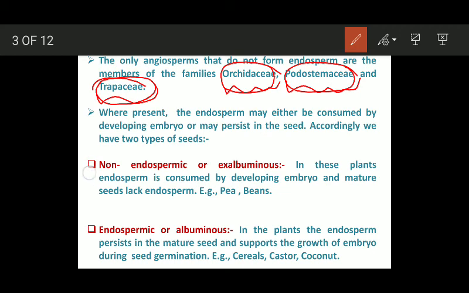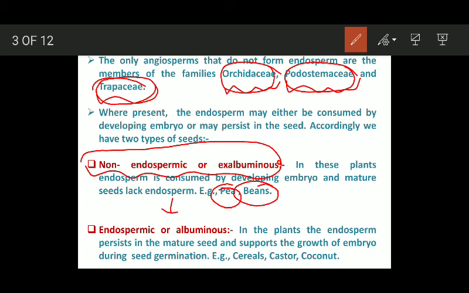So what are non-endospermic or ex-albuminous seeds? In these plants, the endosperm is consumed by the developing embryo, and hence the mature seed lacks endosperm. Examples are pea and beans. In these cases, the endosperm is consumed entirely. The whole endosperm is consumed during the development of the embryo, and as such, the mature seed lacks the endosperm.